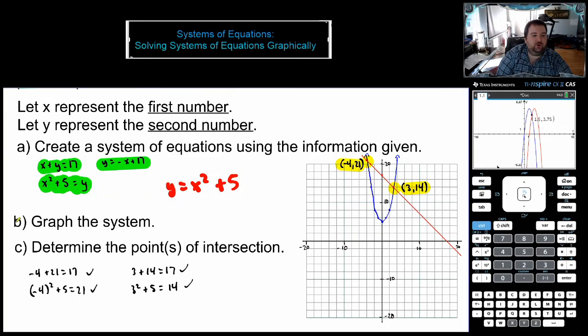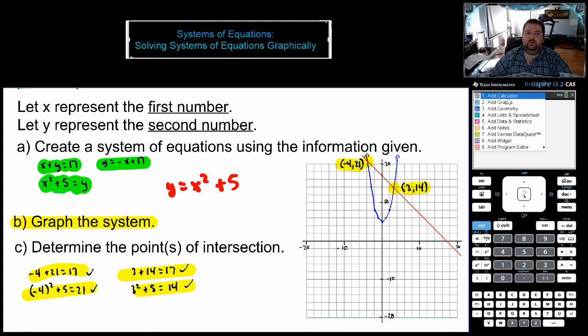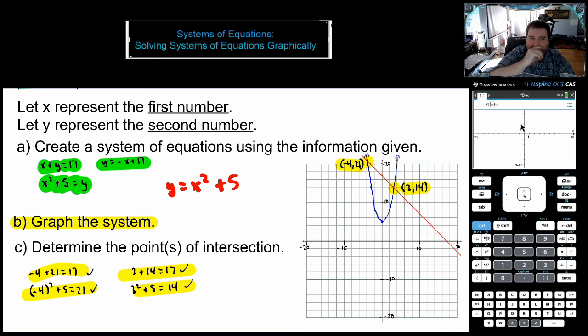So we graphed our system, and we already determined the points of intersection, but you want to test them. And of course, they work for both. Let's go ahead and solve this graphically as well, just so you can see how easy it is. We're going to create a new document, add a graph. Our first function is negative x plus 17. We're going to graph that. It looks like it's off the screen, so we're going to zoom out, and there we go.